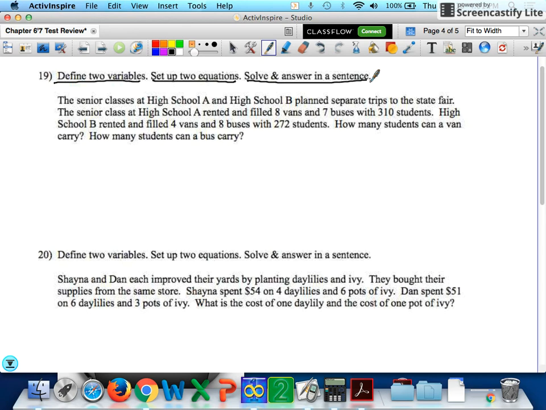So a lot of people on this one have an easy time figuring out what our equations are. They come from those 2 big chunks of information. However, to name our variables, we need to know what they're actually asking about. They're asking about vans and buses. So my V is for number of students in a van. And my B is the same thing, but with a bus. Okay?